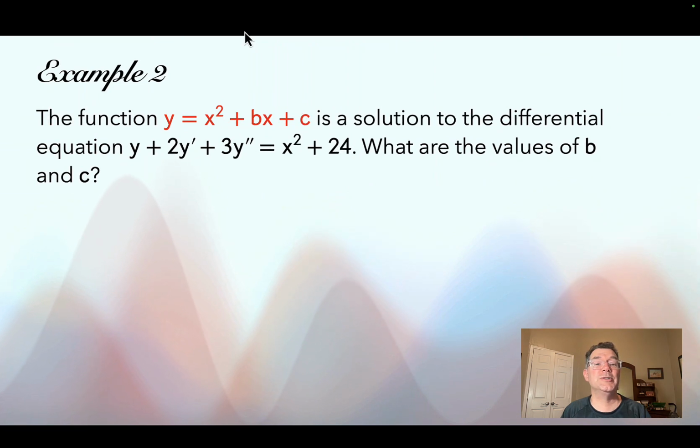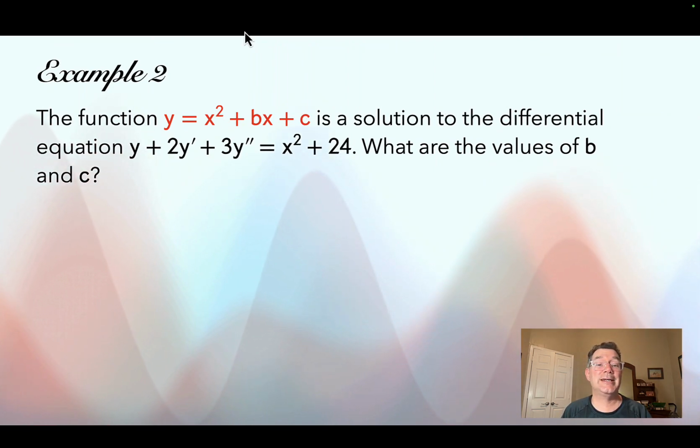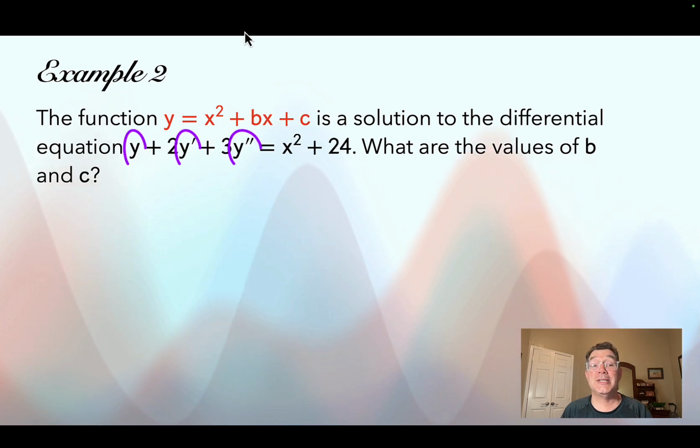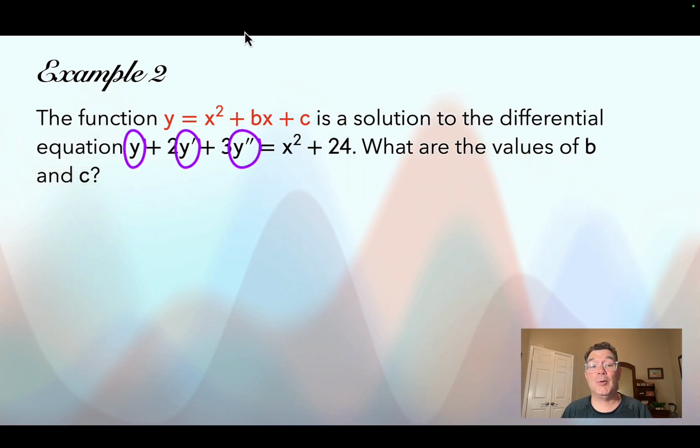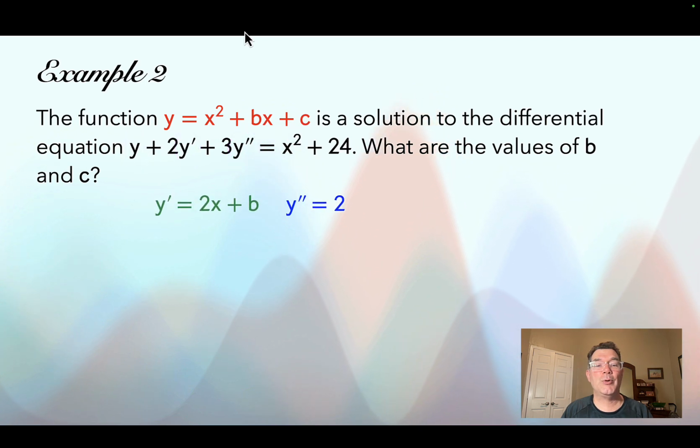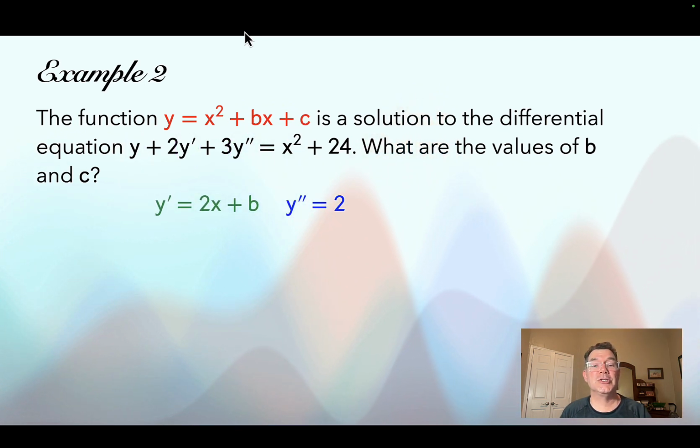Let's do another one of those. I've got a quadratic, y equals x squared plus bx plus c. It's a solution to that differential equation right there. But I notice it's got y prime and y double prime in it. So I'm going to have to find y prime and y double prime, which are sitting right there, just using derivative rules, plain and simple.